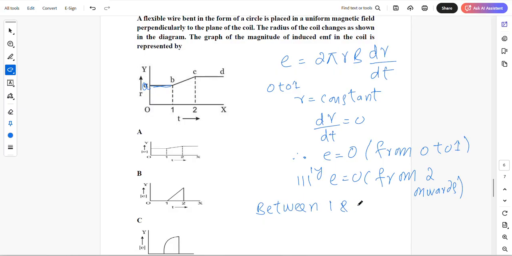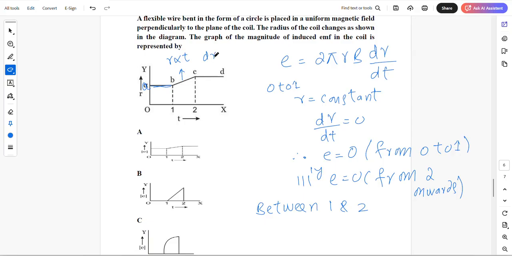Now if I observe between 1 and 2, what is happening here? It is linearly increasing. Understood? Now r is proportional to t here. What is dr by dt here? It is a positive slope.